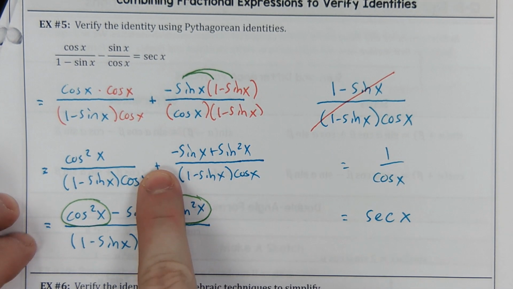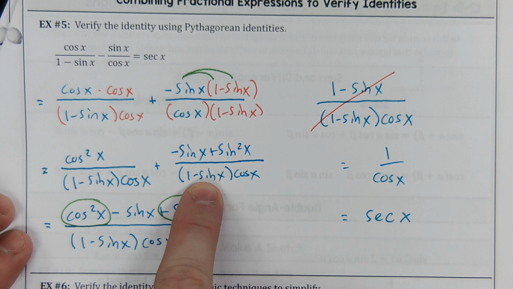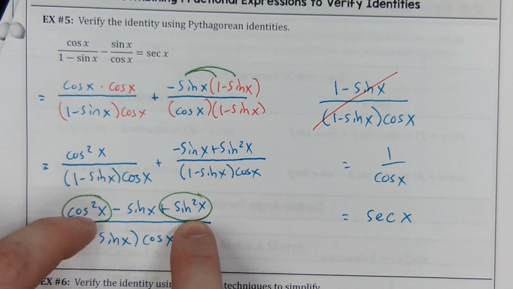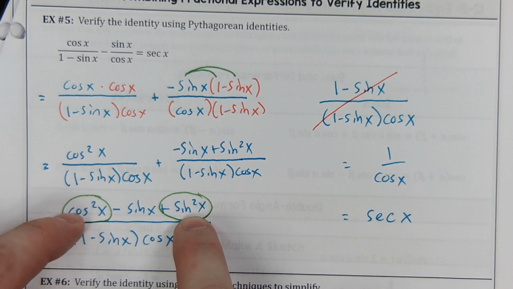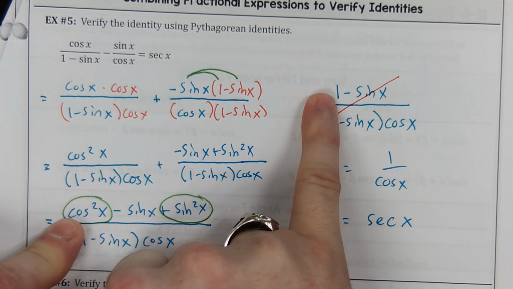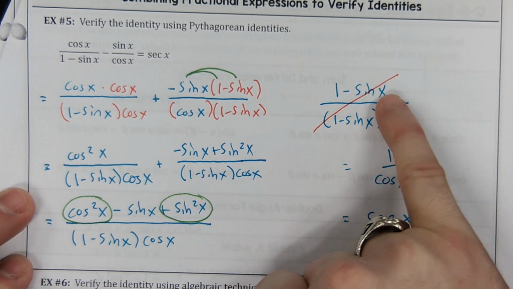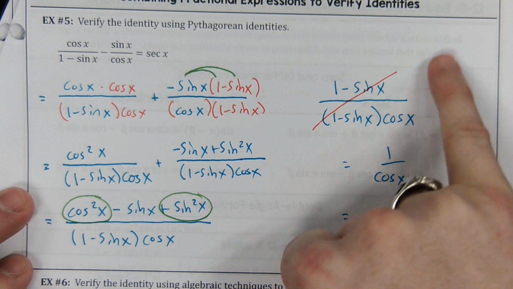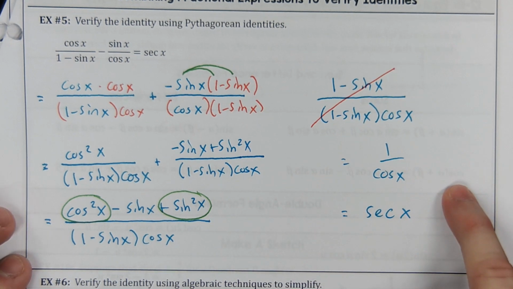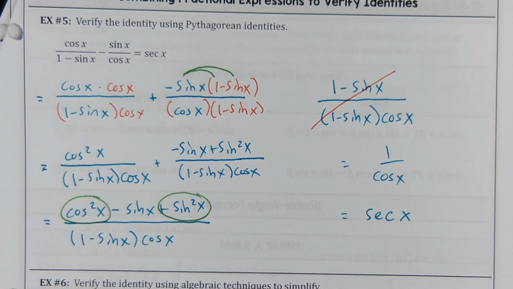When you combine these fractions that have a common denominator, on the top, hopefully it jumps out at you, there would have been a cosine squared x plus sine squared x. This is the Pythagorean identity. Cosine squared x plus sine squared x is 1. There's the minus sine x. The 1 minus sine x cancels off the top and bottom, leaving you 1 over cosine x, which is secant x. So a completely different way of doing this trig proof. Okay?